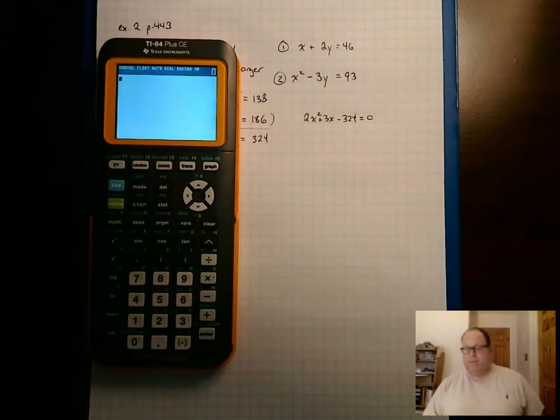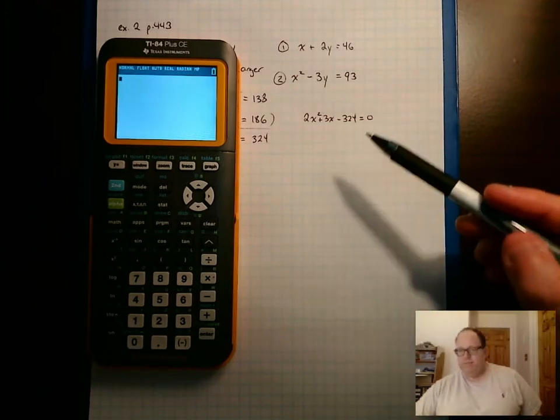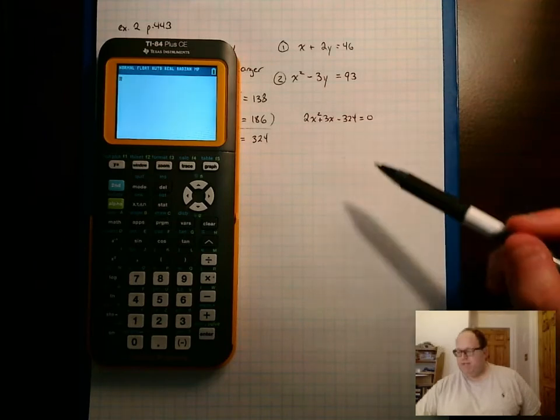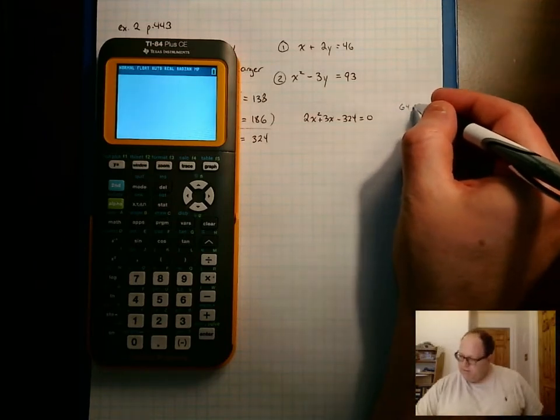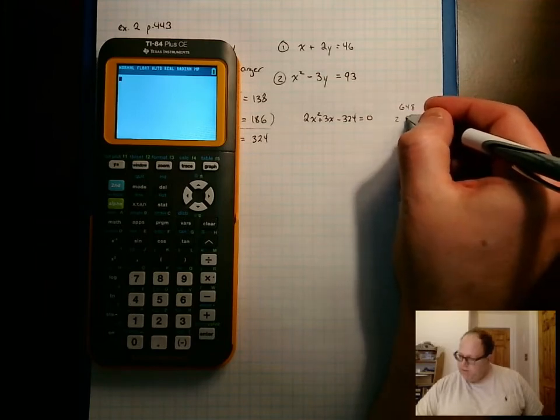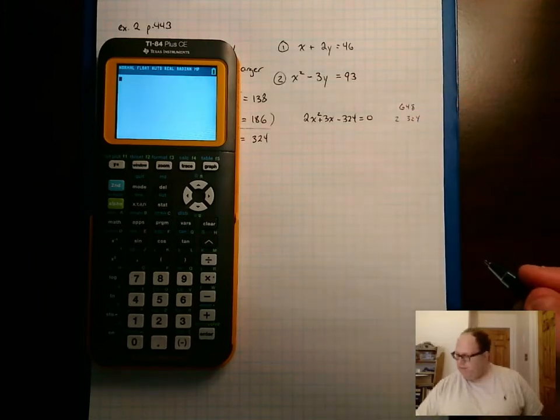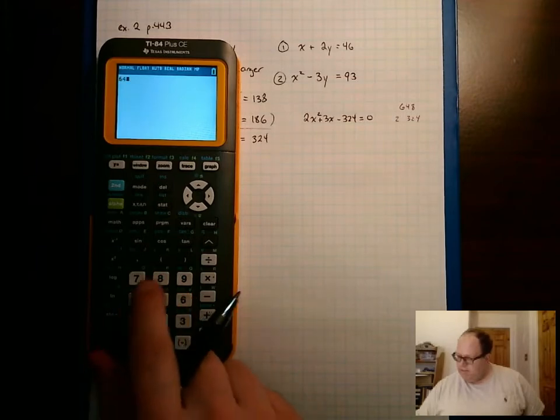But it works sometimes. All right, I need two numbers that add up to 3 and multiply to negative 648. So I need to think of some factors of 648. Well, there's 2 and 324, but that's probably not going to get me anywhere. I can cheat a little bit since I've got the old calculator right here.